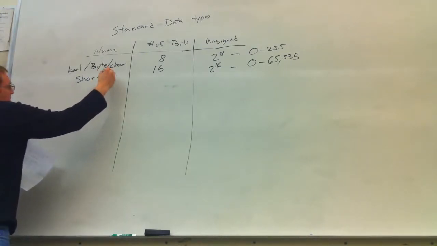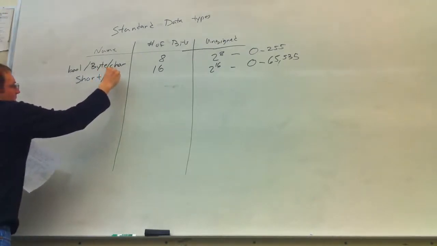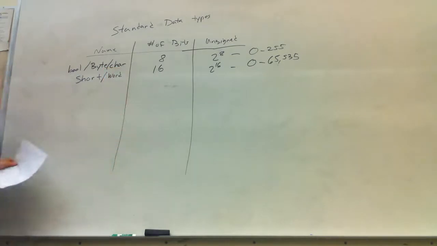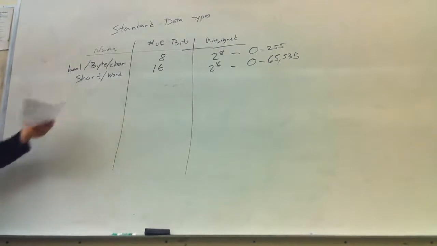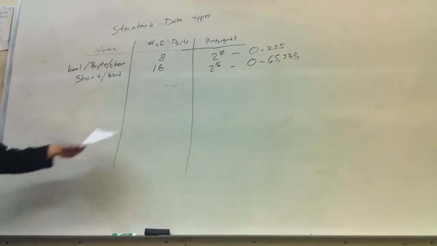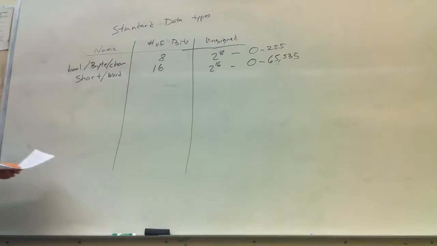Also, sometimes it's considered to be a word. So whenever I say word or short, they're the same thing. It's a 16-bit data type. Is it always unsigned? I'm just giving you the unsigned numbers.